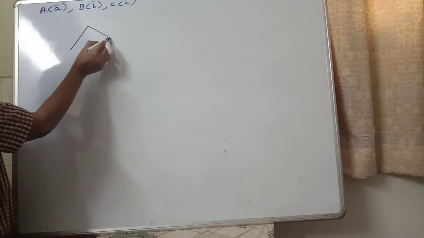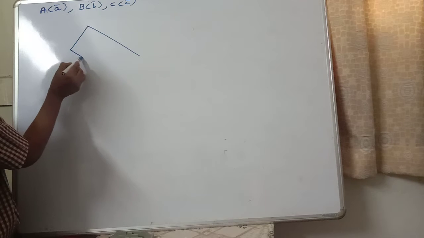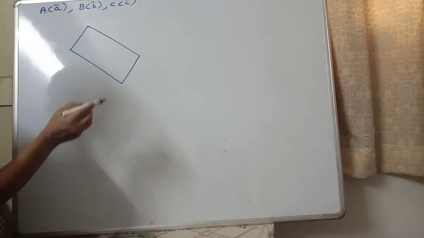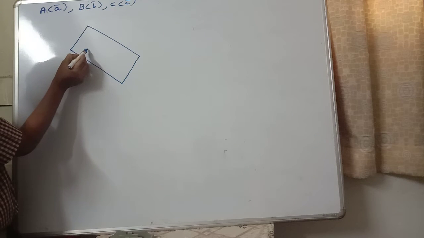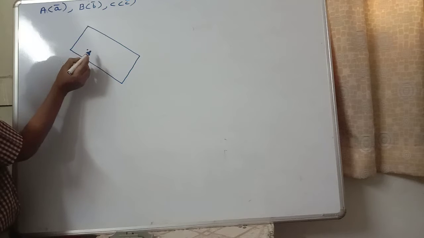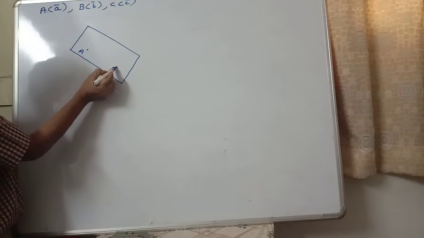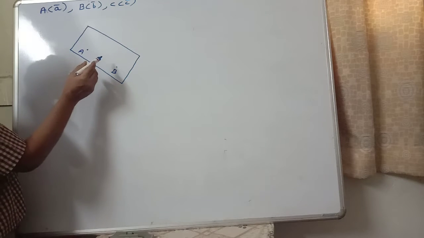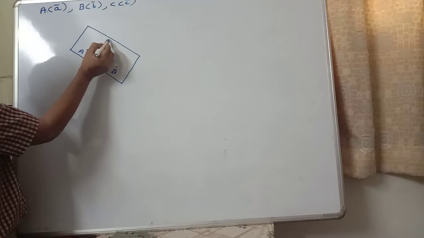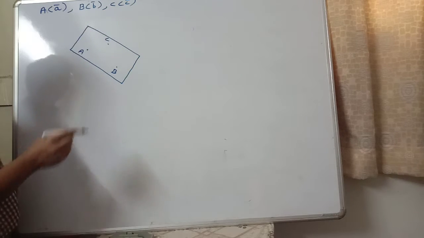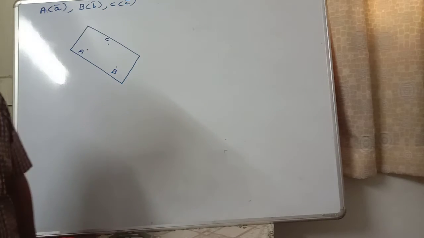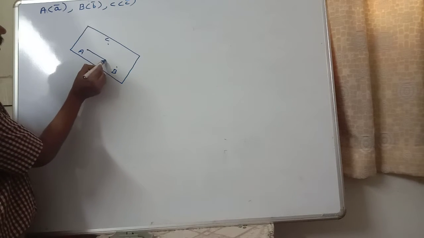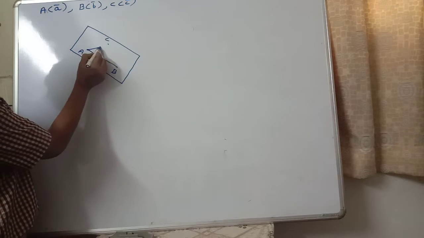But these 3 points, they should be non-collinear. They should not lie on same line. A and B and third point C. So we can observe that points, they are not collinear. Join AB and AC.